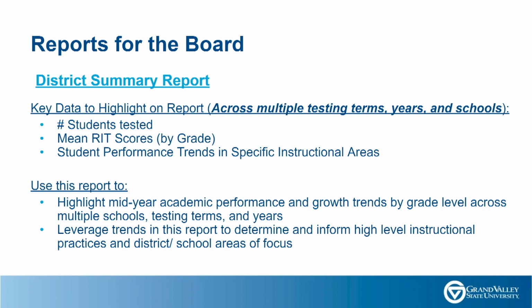The first report that I do want to reference is the district summary report. This is an incredibly valuable report if and when you want to look at student achievement and student growth over a number of years and potentially even across a number of buildings. This will show you how many students were tested at different times. You can see student mean RIT scores by grade and by subject, and student performance trends in specific instructional areas by subject area test.